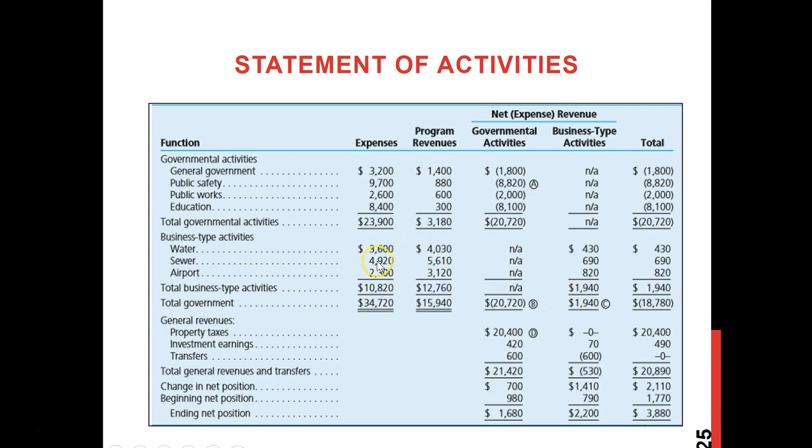So now if you want to focus only on business type of activities, you see there total revenues, which is 12,760, and total expenses 10,820. So for these business type activities, their net revenue is a positive 1,950. And then they can also show the total, that means these two together, total expenses and then total revenue.